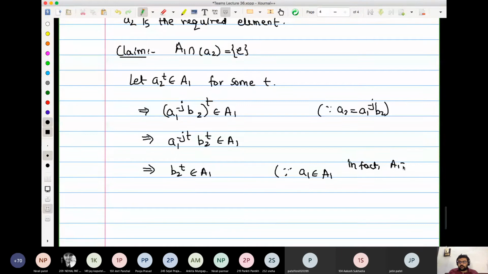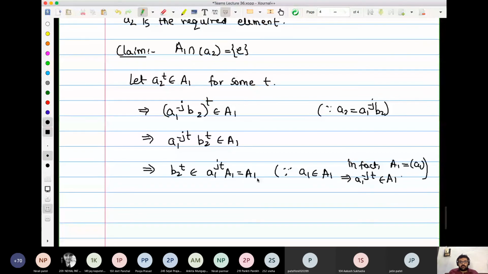A1 is the cyclic group generated by A1. So this implies A1 power, whatever powers of A1 minus JT, that is in A1. So if A belongs to H, then AH equals H. So multiply by this on both sides. Here it is already in A1, so I can write this as A1 only. I don't need to write it here; instead we can also write A1 power JT, multiply both sides by A1, but this is A1 because this already belongs to this.